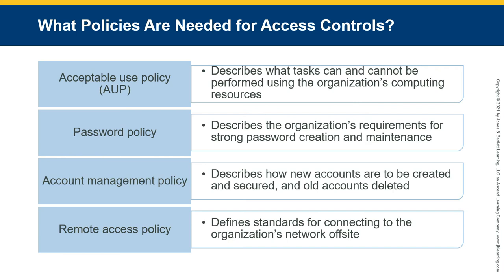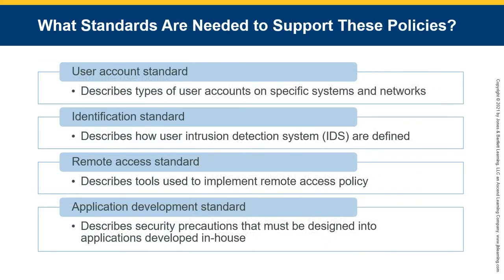What policies are needed for access control? Acceptable use policy describes what tasks can and cannot be performed using the organization's computer resources. Password policies describe the organization's requirements for strong password creation and maintenance. Account management policy describes how new accounts can be created and secured and old accounts deleted. Remote access policies define standards for connecting to the organization's networks off-site.